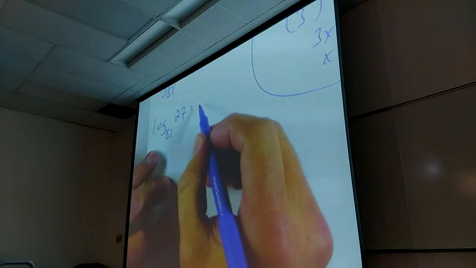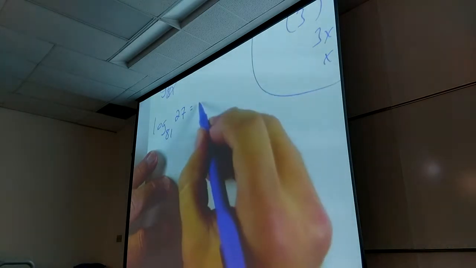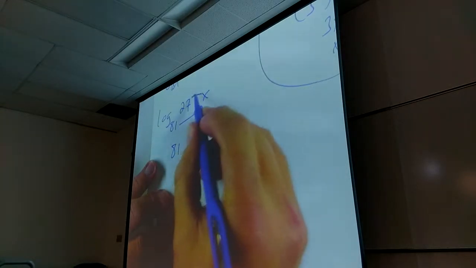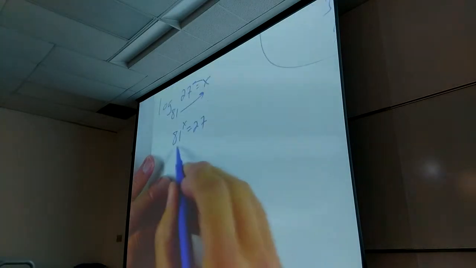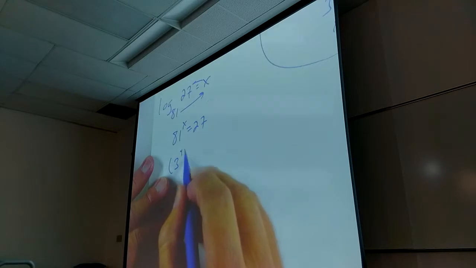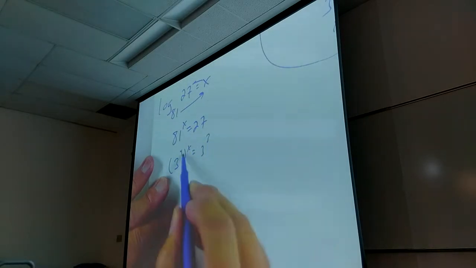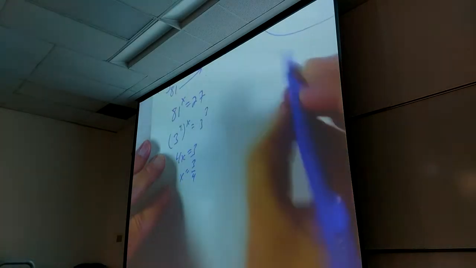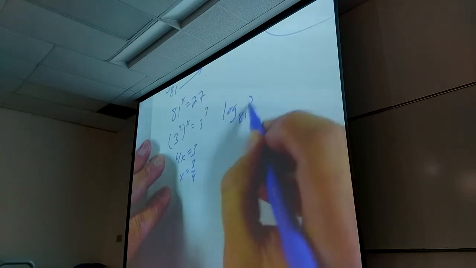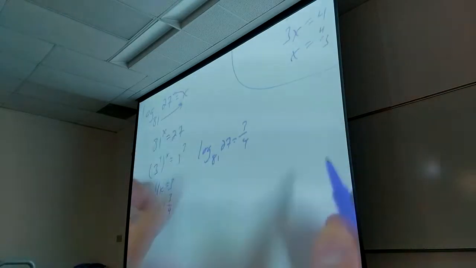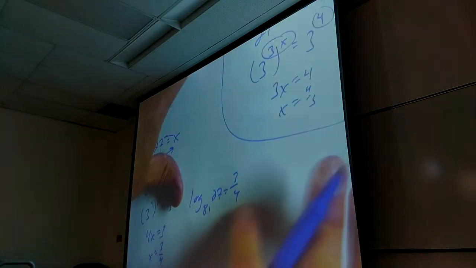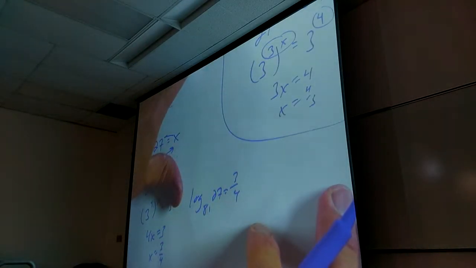So if we do it this way, 81 to the x equals 27. So that's still based on 3. And now 4x has to equal 3, right? So x is 3/4. Notice how when I turn them around, the answer turns over. Does that always work?